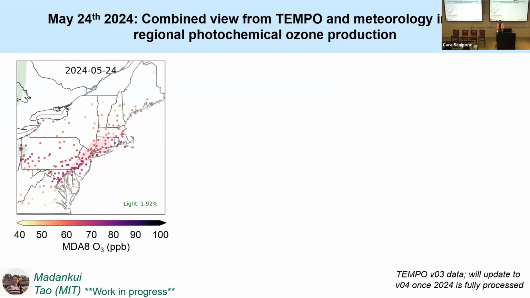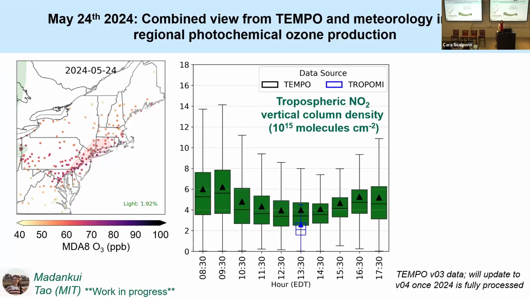So if she zooms in, and now you're looking at the actual ozone concentrations on a specific day when one of these early season high ozone events happened, May 24th of 2024, you see ozone in that eastern, sort of northeast corridor region above 70 ppb, maybe at some sites even a bit higher. And so now what I'm going to show you is a diurnal cycle of the tropospheric vertical column density of nitrogen dioxide observed, retrieved from TEMPO. You're looking at 8:30 in the morning to 5:30 p.m.